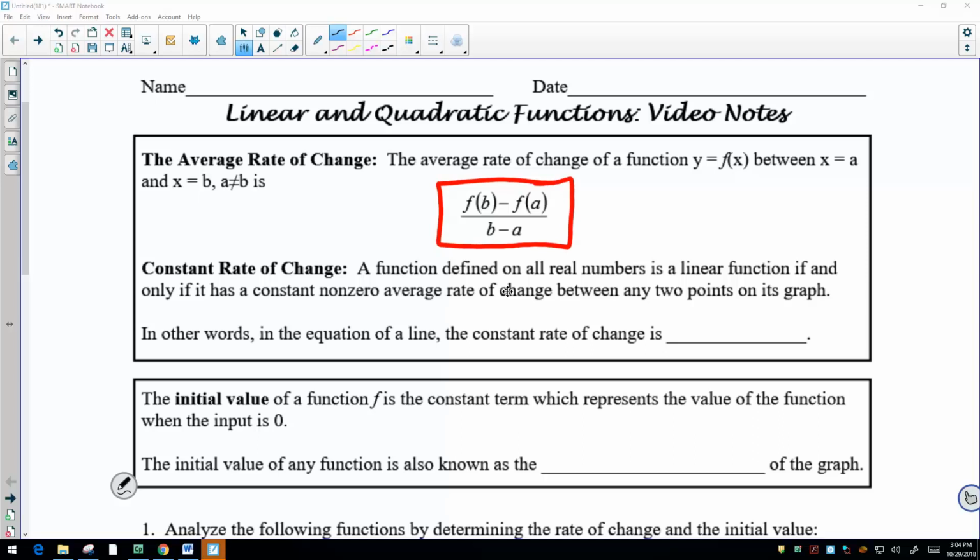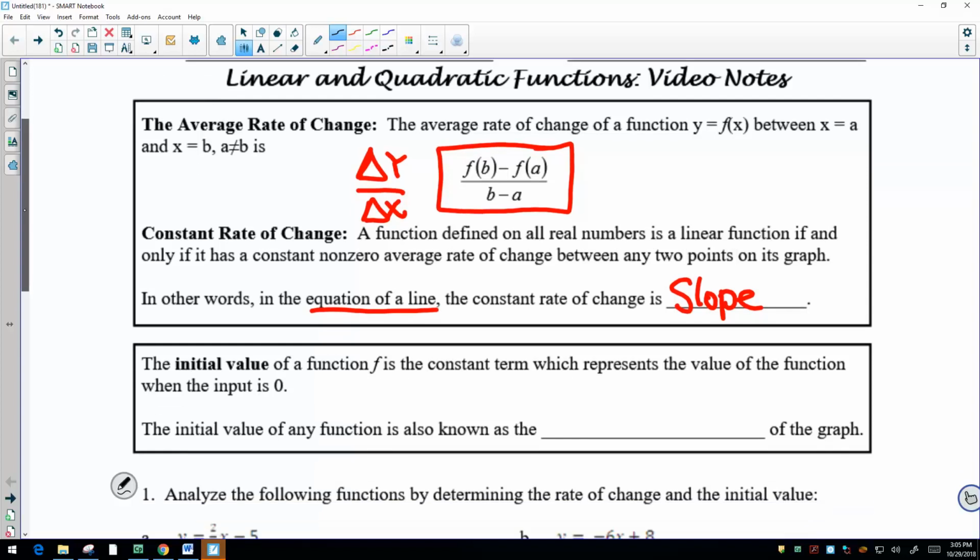We will be using this as the year progresses, but it's trying to tell you the change in y over change in x. And when you're looking at a constant rate of change, a function defined on all real numbers is a linear function if it has a constant non-zero average rate of change. So all of this rate of change stuff, change in y over change in x, this should hopefully be sounding like slope. So your constant rate of change would be like the slope of an equation of a line.